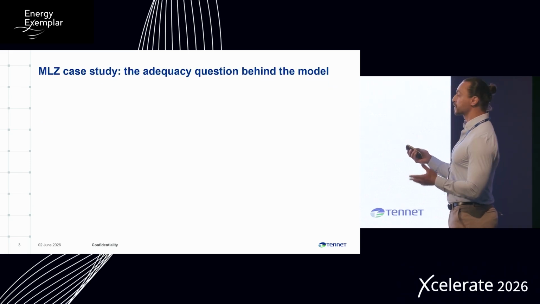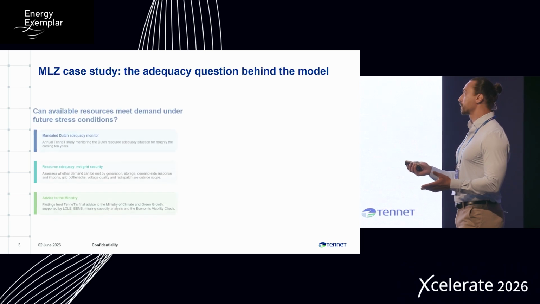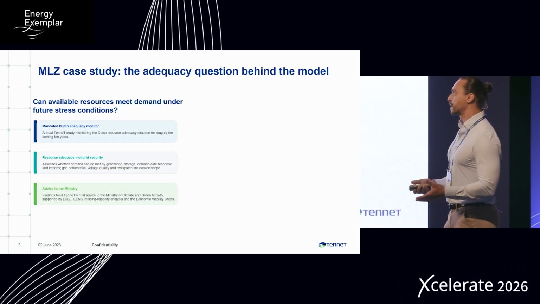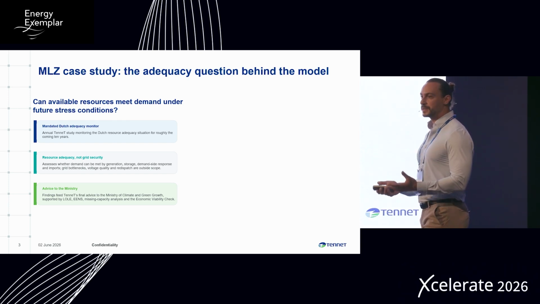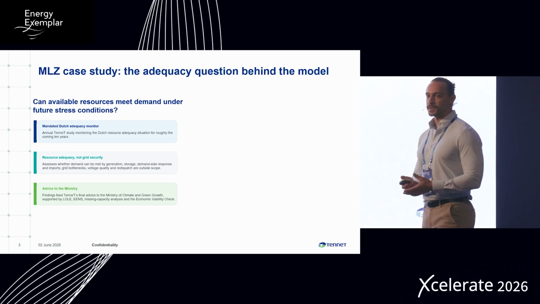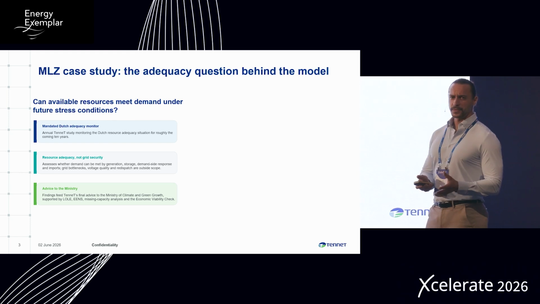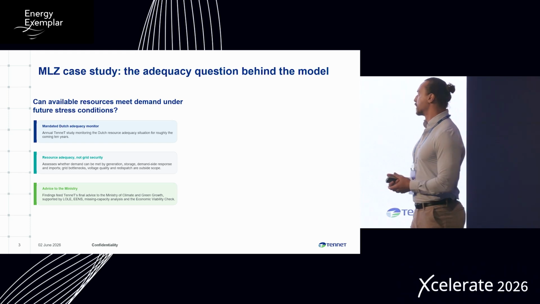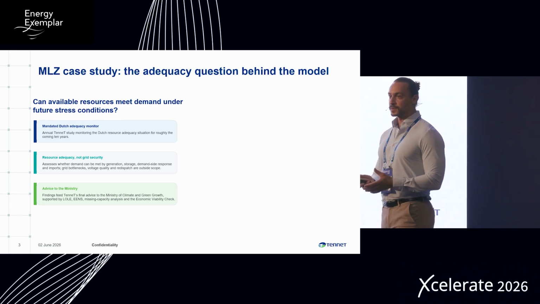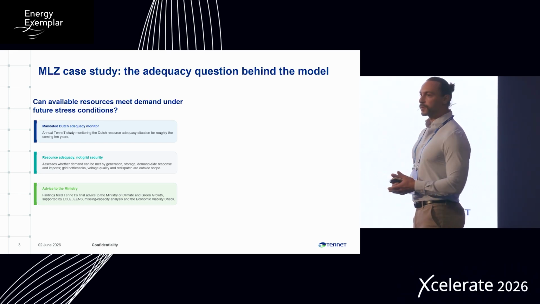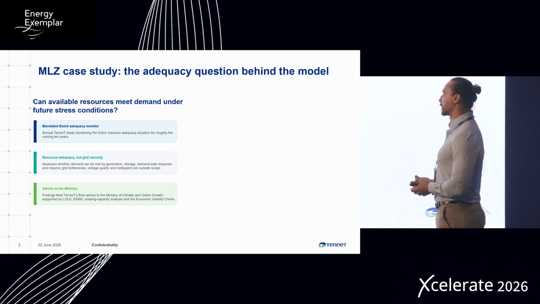With the MLZ, we are trying to answer the adequacy question: can available resources meet demand under future stress scenarios? So we assess whether the demand can be met by generation, storage, demand-side response, and imports. We don't really look at grid issues like voltage or redispatch; they are outside the scope. We do model all of Europe as flow-based market coupling, but we don't look further into the grid bottlenecks.